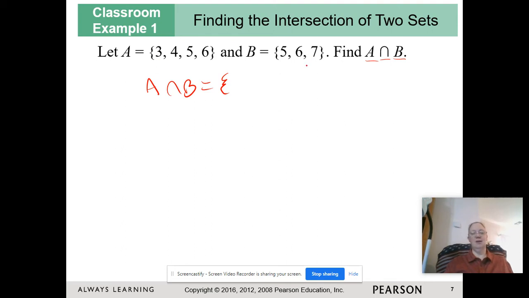3 is not in B. 4 is not in B. 5 is. 6 is. We already talked about 5 and 6. 7 is not in both of them. So the intersection would be the set 5, 6.